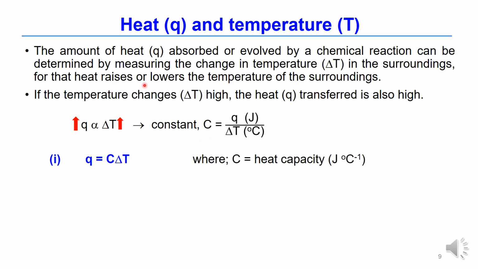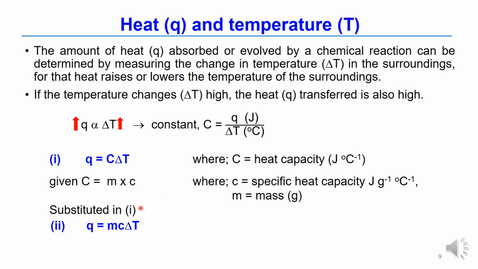From this basic theory, we have two basic formulas. Formula number 1 is Q equals capital C delta T, where the capital C is the heat capacity with the unit of joule per degree Celsius. And the second basic formula is Q equals m, small letter c, delta T, where the small letter c is the specific heat capacity with the unit of joule per gram per degree Celsius.